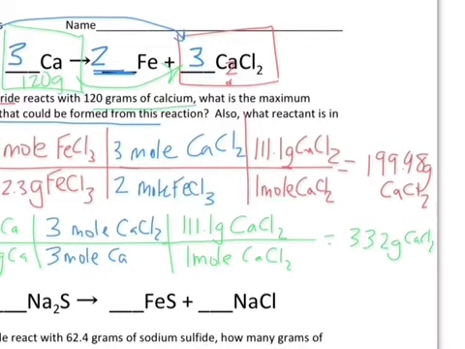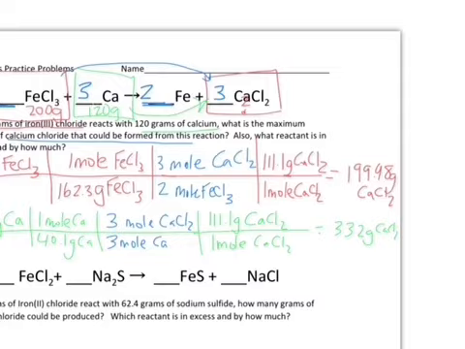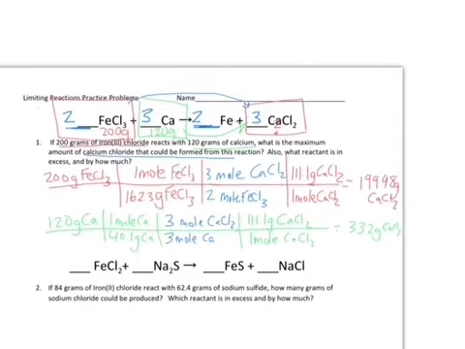So, we do all that work. We want to make sure that we answer the question, right? What does this mean? Well, it means that if I have 200 grams of FeCl3, I can make about 200 grams of CaCl2. If I have 120 grams of Ca, I can make 300 grams of CaCl2. So which one runs out? Well, the one that runs out is going to be the lower number of the two. So my limiting reactant, that's going to be the lower number.